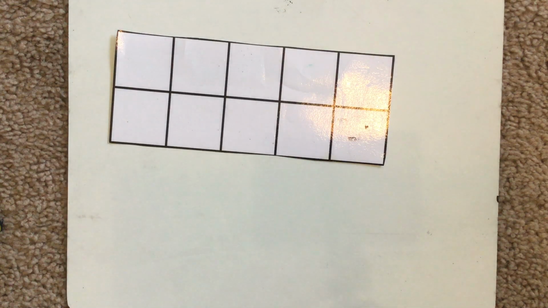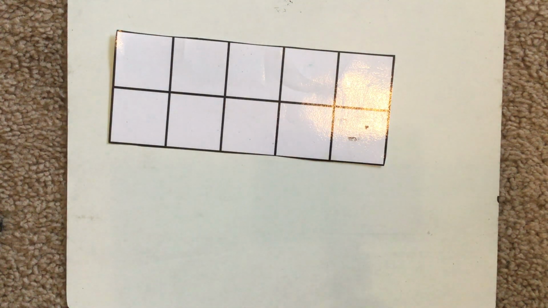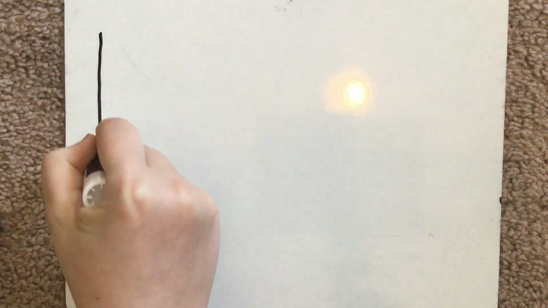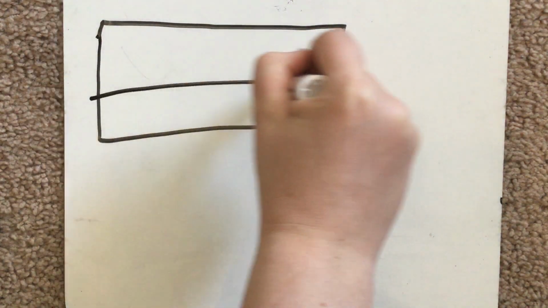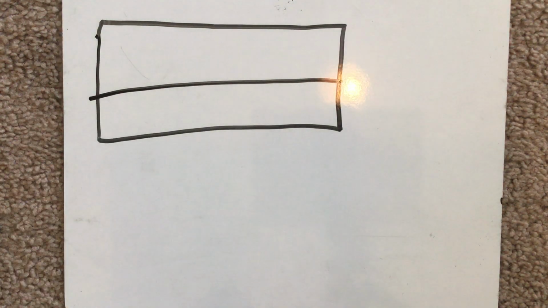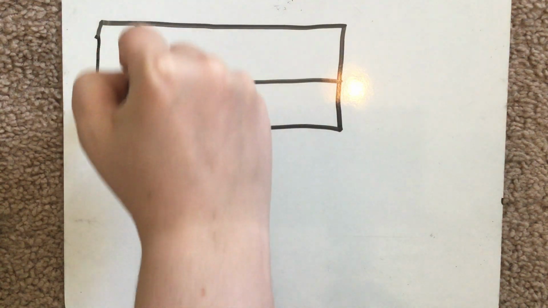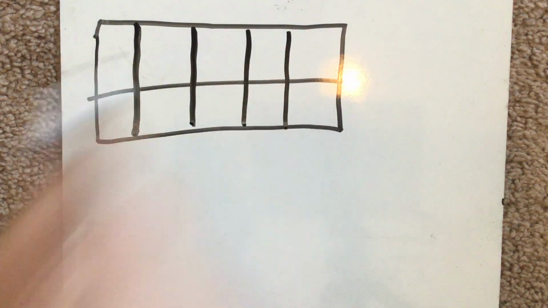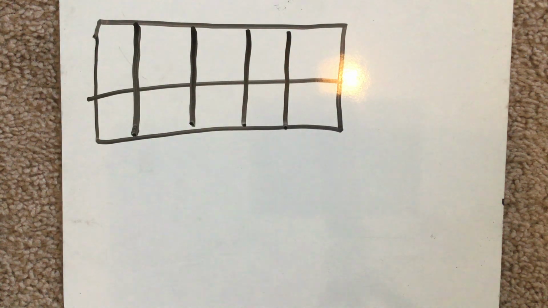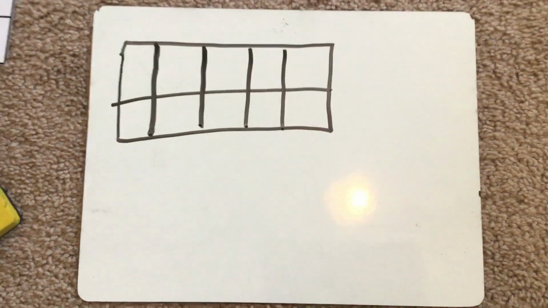How many spots are on a 10 frame? 10. Awesome. I know most of you guys probably don't have 10 frames at home, so if you have a piece of paper, you can draw a 10 frame on there. So to draw a 10 frame, I'm going to draw a big rectangle, splitting my rectangle in half, and then the trick is to draw 4 lines. 1, 2, 3, 4. So now I have 10 spots on my 10 frame.